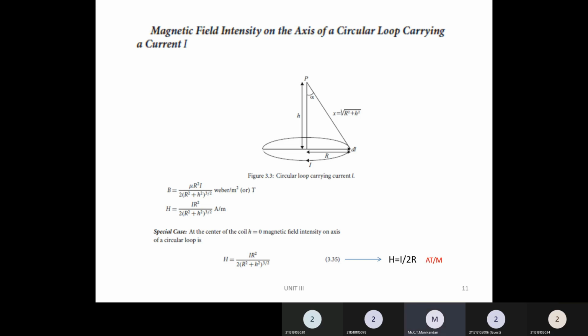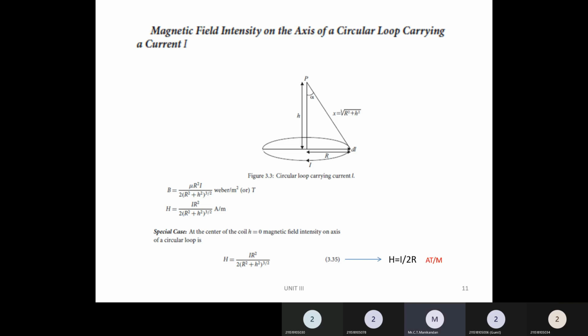Then, applying the Pythagoras theorem, you will get x equal to root of R square plus H square. So the magnetic flux density, first you will find, is mu R square I divided by 2 into (R square plus H square) whole power 3 by 2. This is the magnetic flux density for the circular conductor. For the magnetic field intensity, B is equal to mu H, so from that H is equal to B by mu. If you substitute that, you will get the H value also.